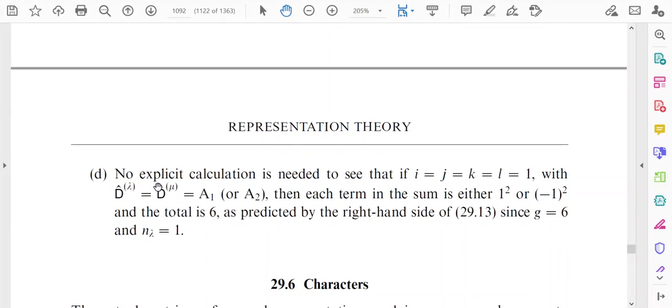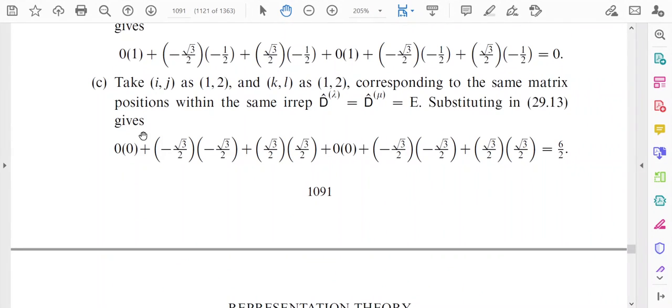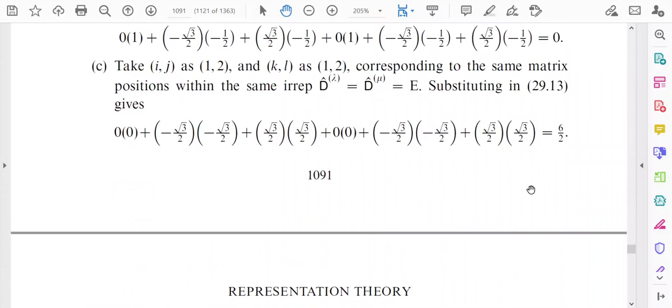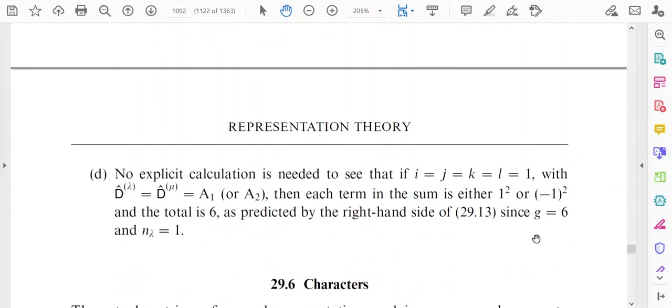And suppose all the indexes are 1, but lambda and mu are either a1 or a2. That is just like this case. In this case we considered E, and here we are considering either a1 or a2. Then in this case also we will get some values, and if you add them, the total will be 6. The total will be 6, which is as predicted by the right side of the equation, because g is equal to 6 here. You see the right side here is 6 by 2, and here it is 6.